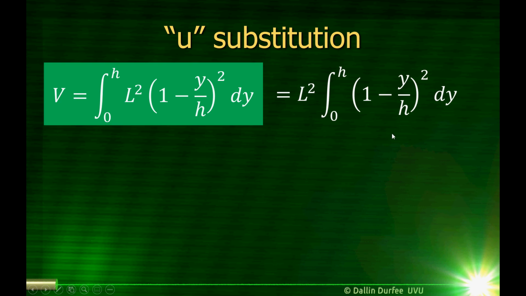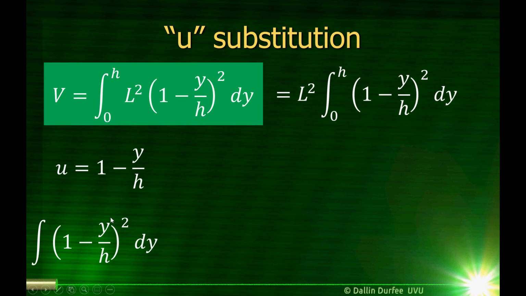But what we're going to do is define a new variable. I'm going to define u to be equal to 1 minus y over h. So I take this thing right here, and I'm just going to call that whole thing u. Then this integral here now is just the integral of u squared dy, right? This looks a lot simpler. I know how to integrate u squared with respect to u, but how do I do it with respect to y? Well, what I have to do is convert the dy into a du.